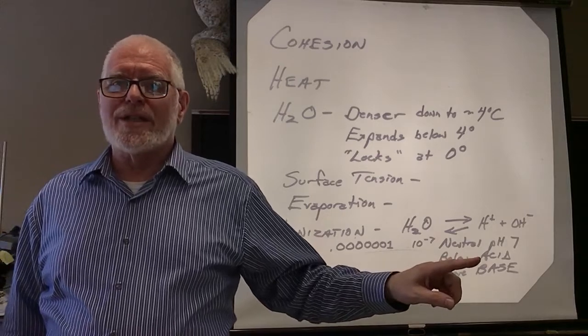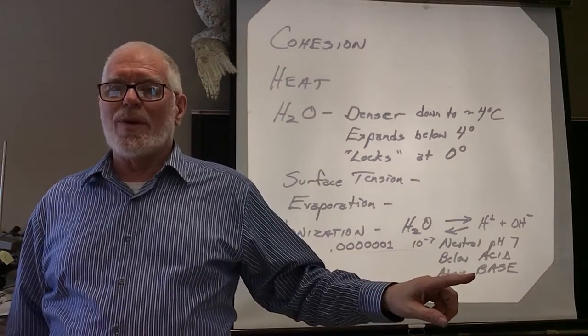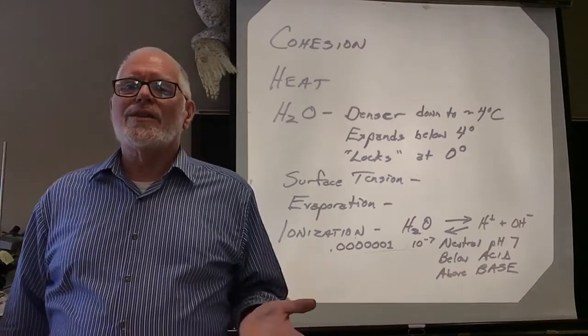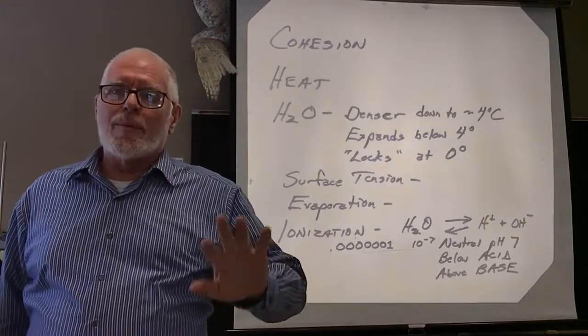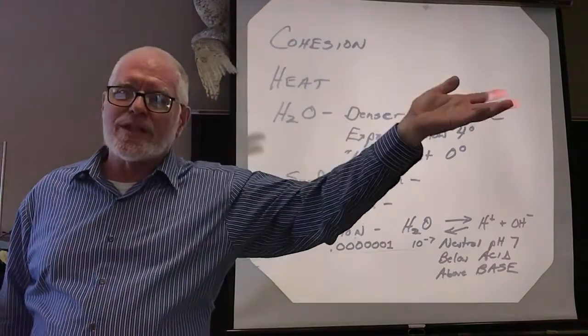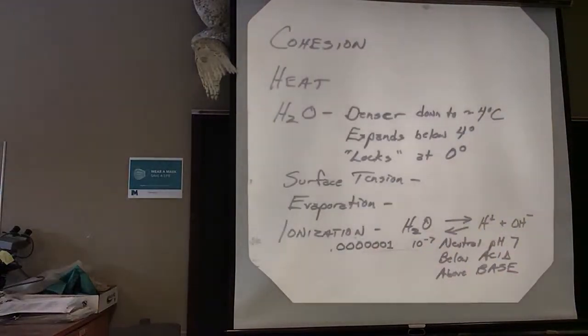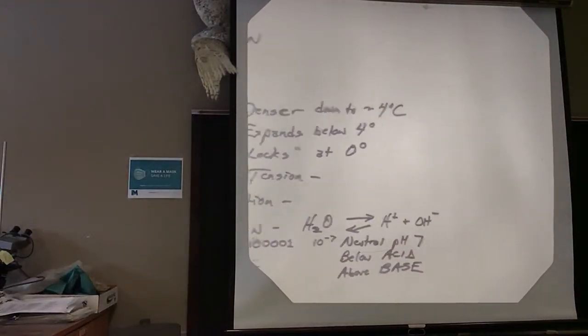And more hydrogen is the way that we measure an acid. More hydroxide is the way we measure a base. So as the pH goes down, the proportion swings toward the hydrogen ions. As the pH goes up, the proportion swings toward the hydroxide ions. And it's a logarithmic scale. It's a base 10 scale.